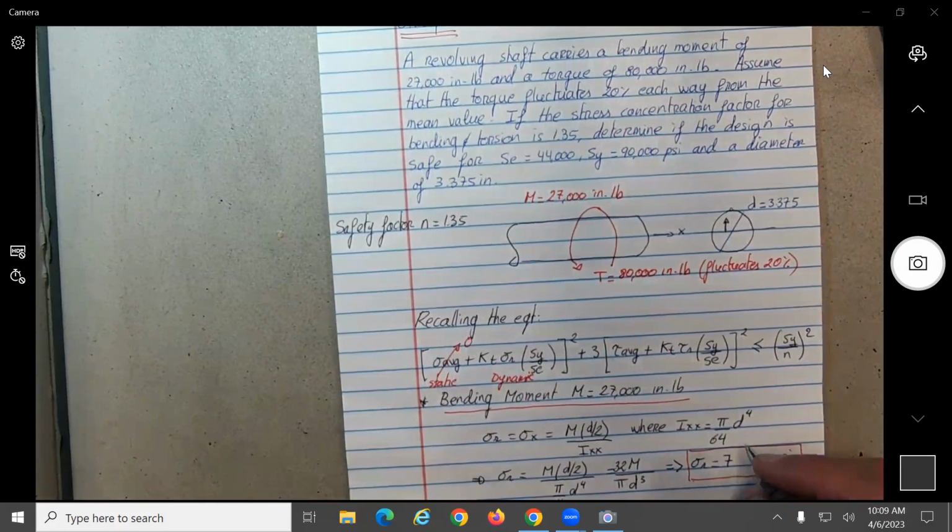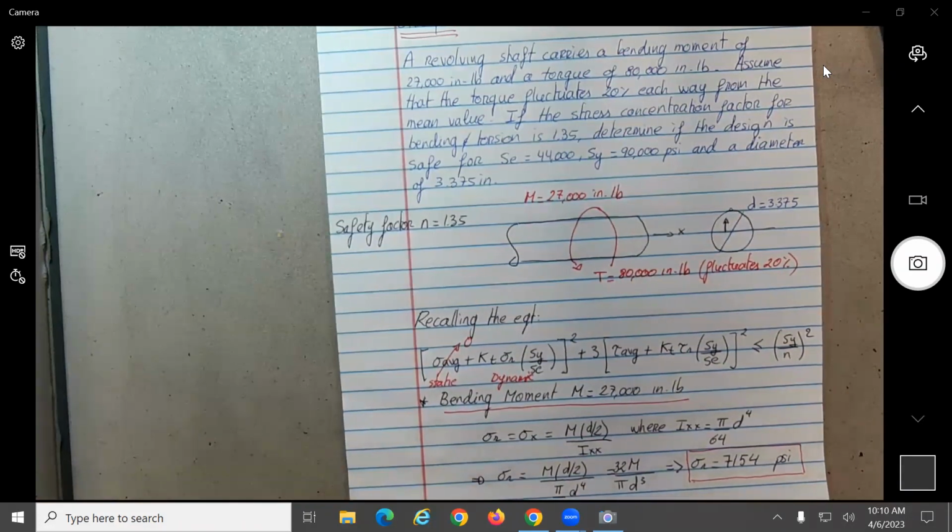7,000... 0.9. Then just for this case, can we just put 7,154? It will be safer, no? Anyway, if you want to be accurate, you can do accurate. Okay, but let's do this.